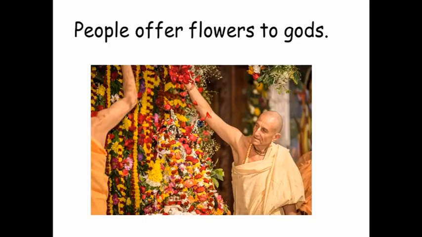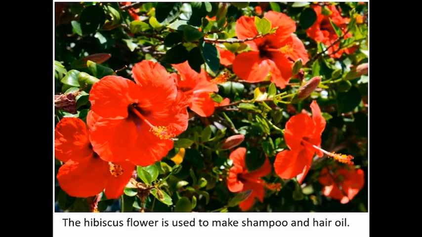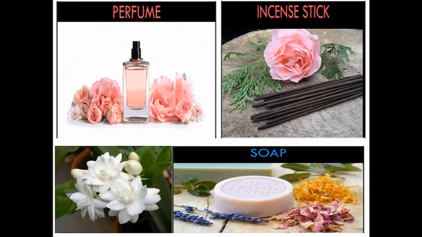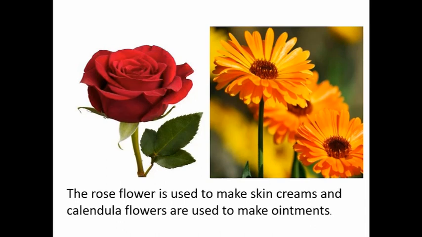People offer flowers and garlands to gods. The hibiscus flower is used to make shampoo and hair oil. Some flowers like rose and jasmine have a pleasant fragrance. So these are used for making perfumes, incense sticks, and soaps. The rose flower is also used to make skin creams, and calendula flowers are used to make ointments.